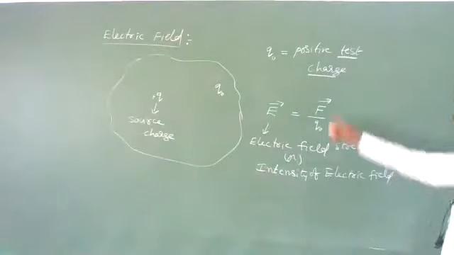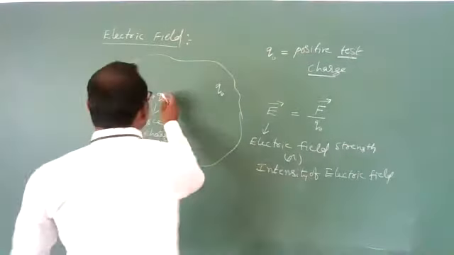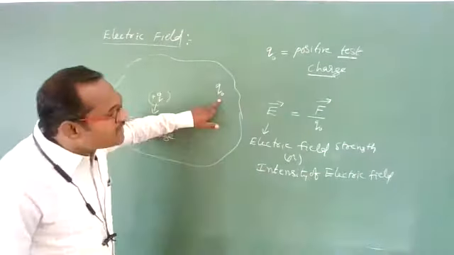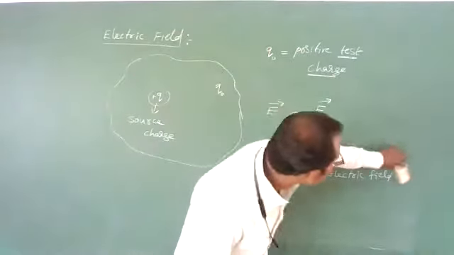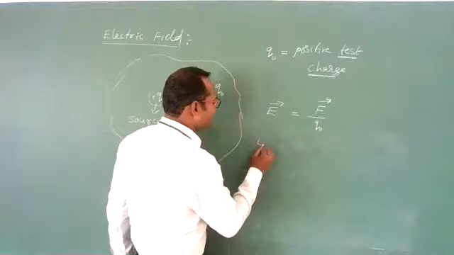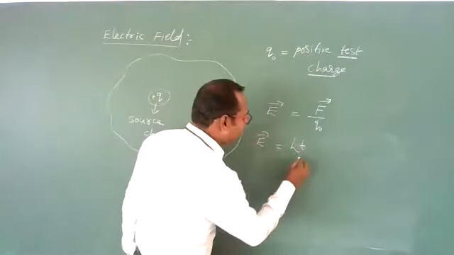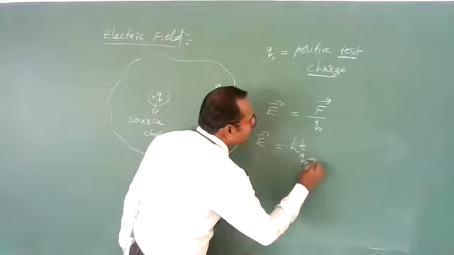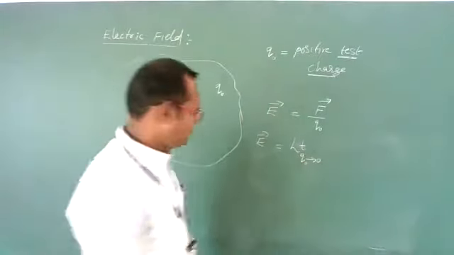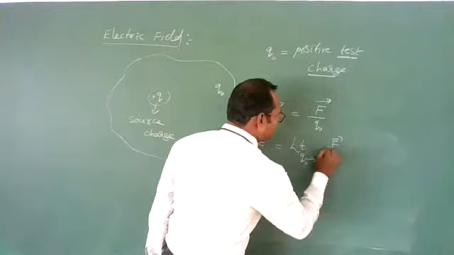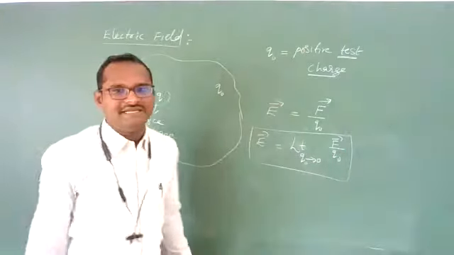Just now I told you it is a test charge. So, to not affect the source charge, the test charge has to be very small. For this reason, the electric field strength can be written like this: the limit as Q naught tends to 0, meaning Q naught is very small, of F bar divided by Q naught. Are you getting it? This is the exact mathematical representation.